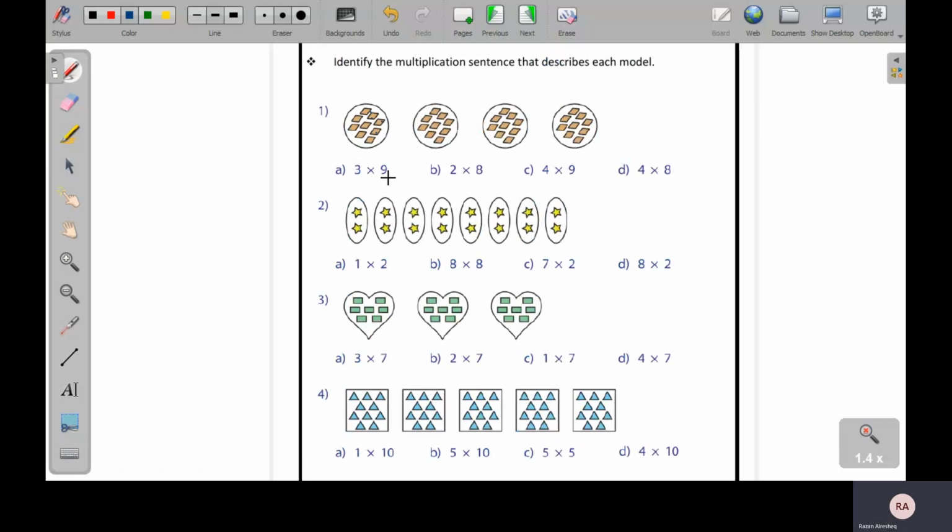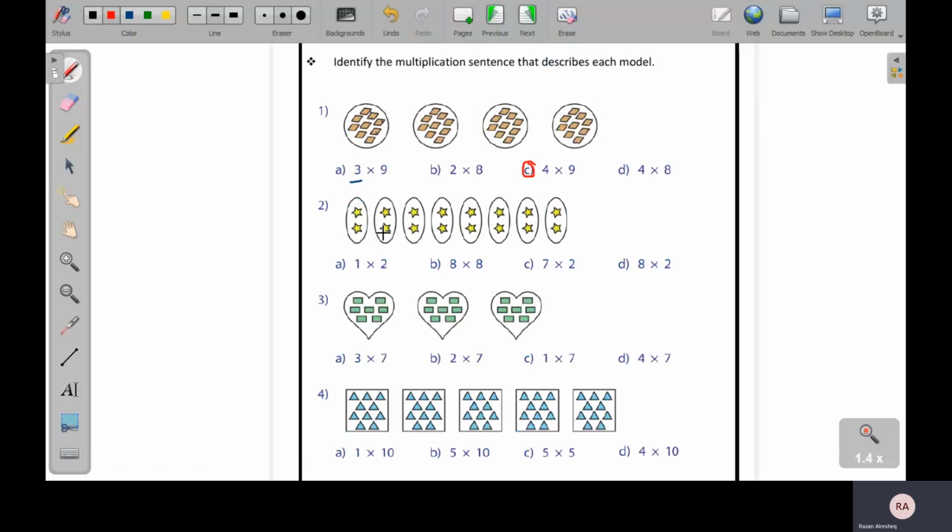I have 3 times 9. I know this is not correct because I have 4 groups. The first number needs to be 4. Here, I have 2 times 8. I also know this is not correct. C, 4 times 9, and D, 4 times 8. Now, C and D both have 4 in the beginning, so that's the correct number of groups. But the second number, they're different. We know that it's going to be C because we have 9 objects and not 8 objects. So we circle C. Let's look at number 2.